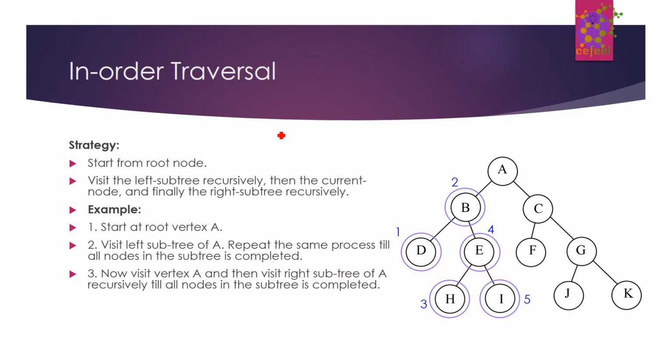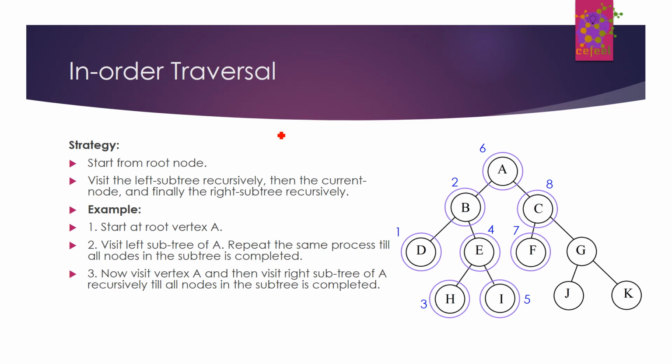So this is the time to cover A, because A's left subtree is completely covered. So A is the sixth node to be output. Now we move to the right subtree of A, and we apply the same inorder strategy. So the right subtree of A starts at C, but we won't cover C. We'll first cover its left subtree, which is just F. So we'll cover F. F is the seventh node to be output. F doesn't have any children, no left subtree or right subtree. So we return back to C, and then we cover C because C's left subtree is covered. So C is the eighth node.